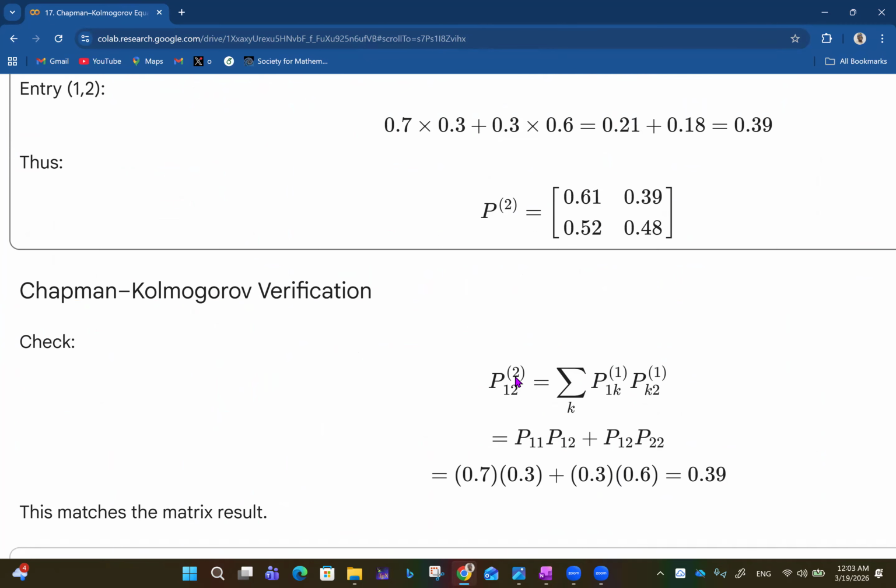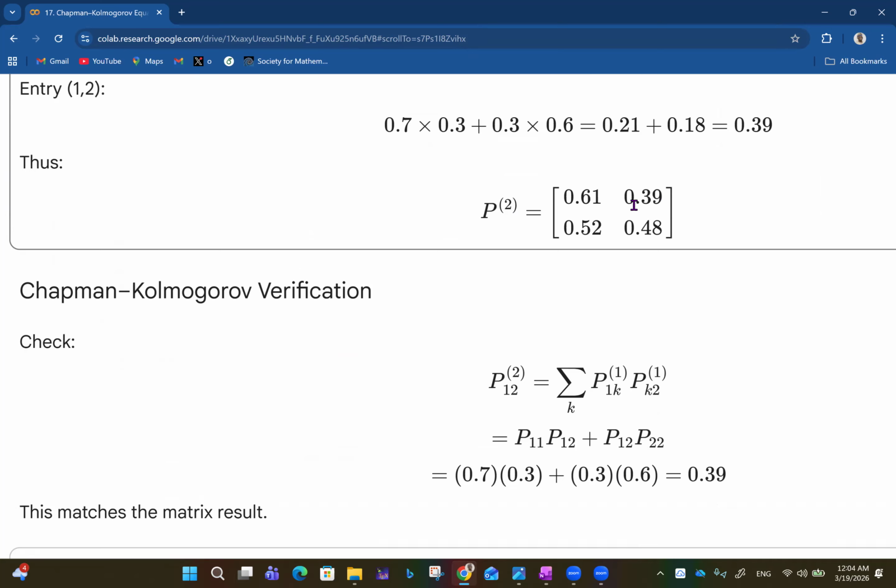So the probability of moving from 1 to 2 in 2 steps is the summation over k of P1k in 1 step and Pk2. So you move from 1 to k in 1 step and from k to 2 in 1 step. That means P11 times P12 plus P12 times P22. And that results in 0.39. Okay? 0.39. So this matches the matrix results, you see.